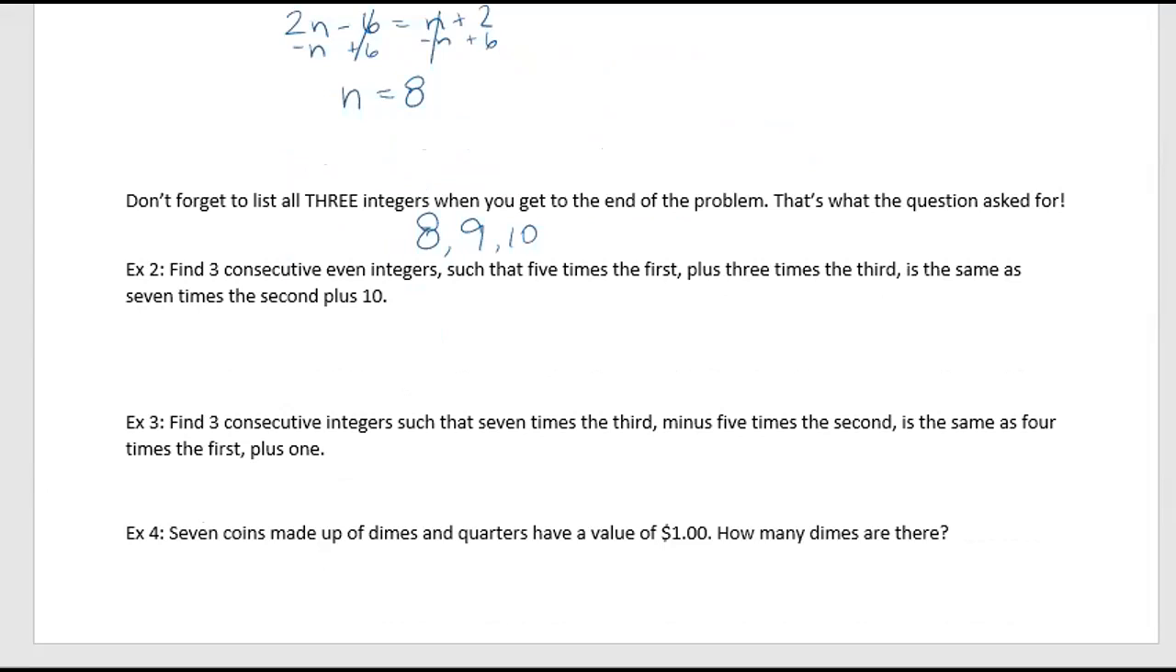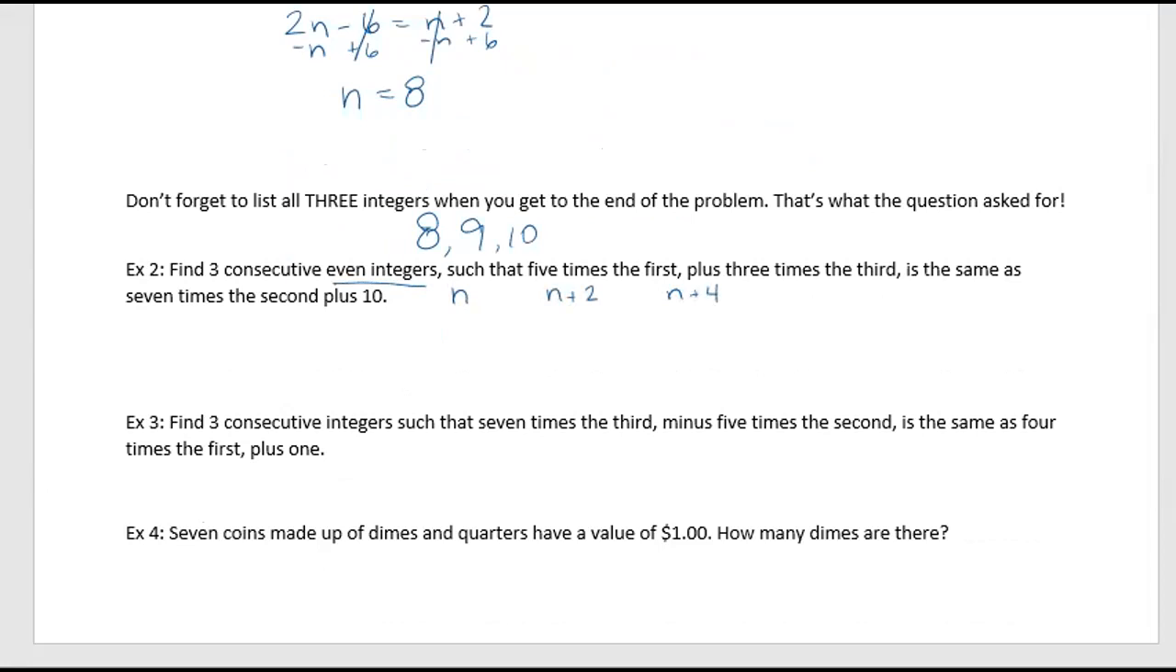Okay, 3 more examples. Find 3 consecutive even integers such that 5 times the first plus 3 times the third is the same as 7 times the second plus 10. That sounds really confusing. Just start at the very beginning. If they're even integers, I know that I have n, n plus 2, and n plus 4.